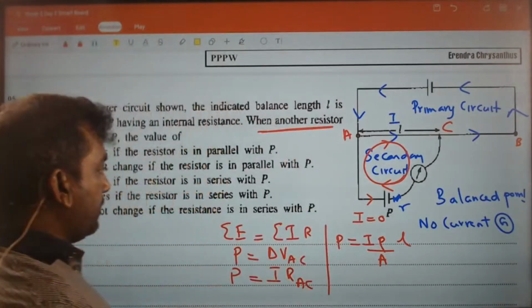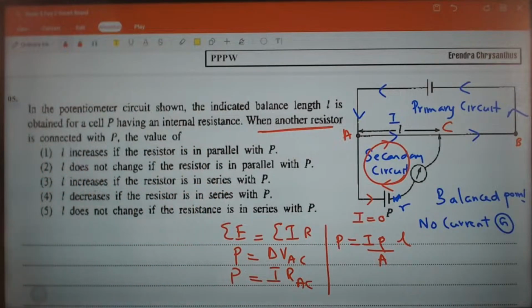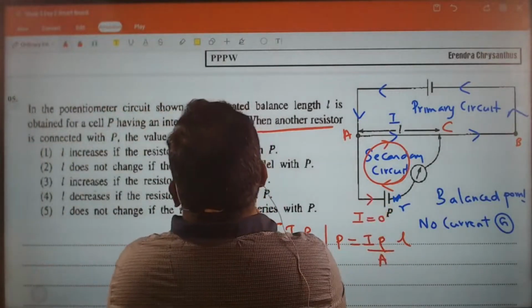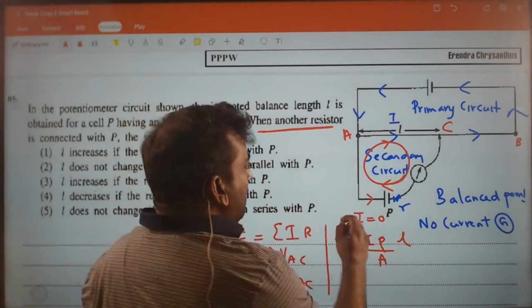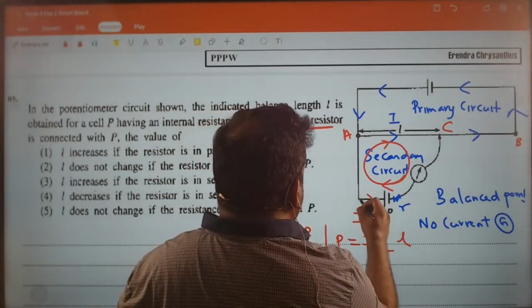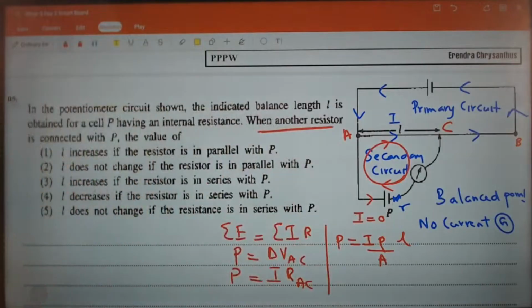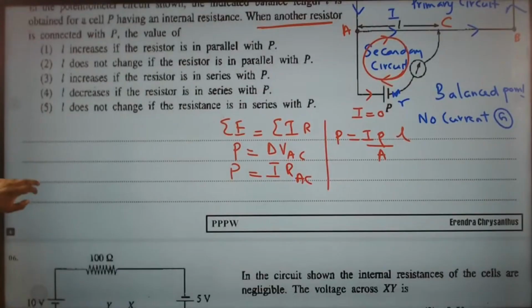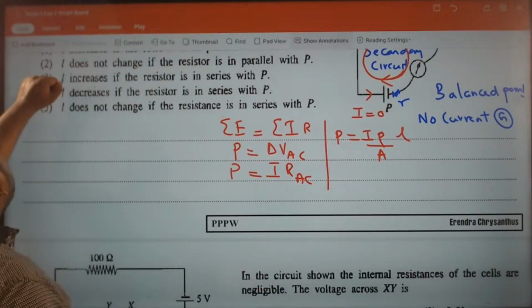So another resistor is connected with P. Be careful now. What do you mean by another resistor connected with P? If you connect another resistor with P, maybe in series, maybe in parallel, I think what they meant here was connected with P means connected here. What will happen? Look at the board carefully.